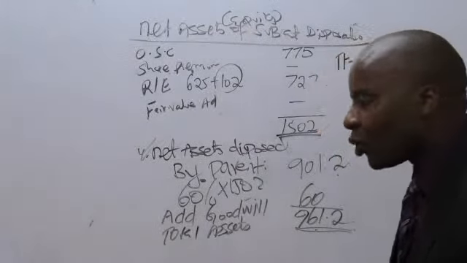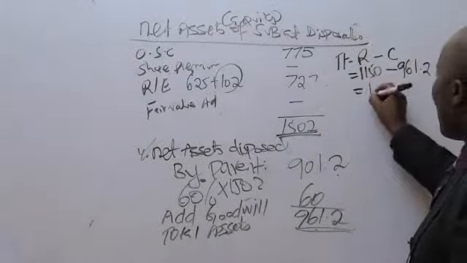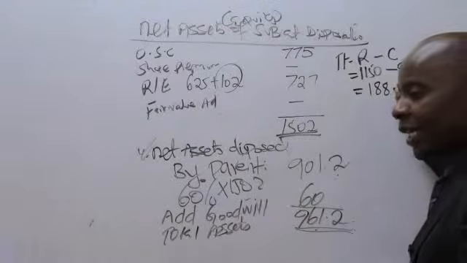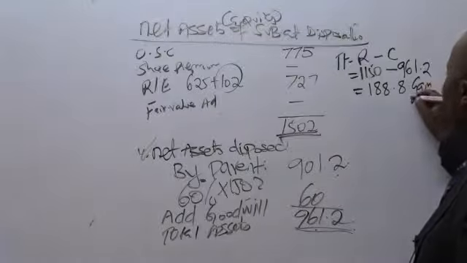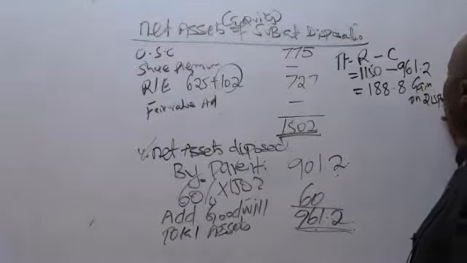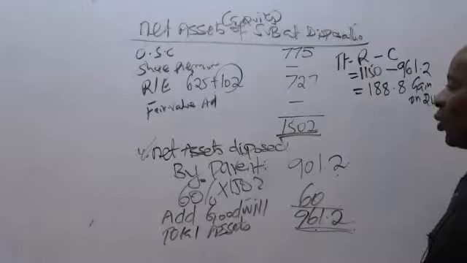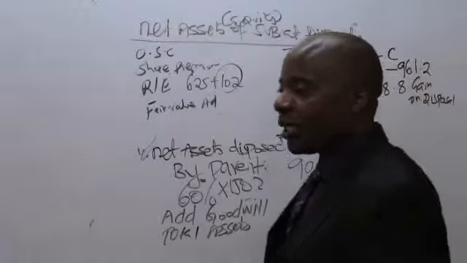Could you kindly give me the total? So the gain on disposal, I'm being told, is positive 188.8, which is a gain on disposal.